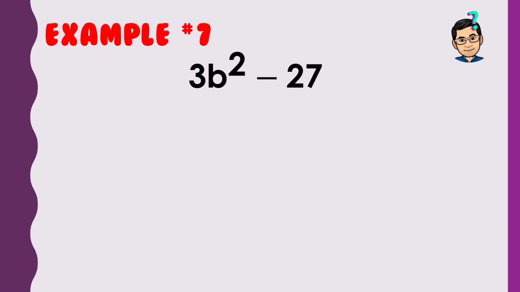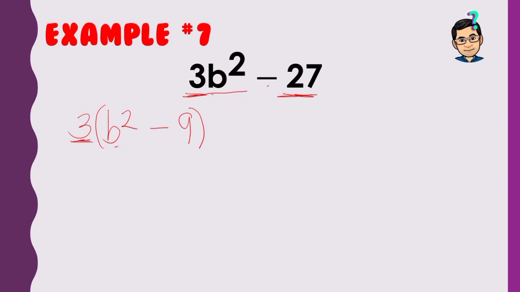So ano ang GCF ng 3 tsaka 27? And that is 3. So kapag ganun, sulat lang natin 3 times the quantity of b squared minus 9. So, ulitin natin yung process niya. Paano naging b squared minus 9? 3b squared divided by 3. That is b squared na lang. And then, negative 27 divided by 3, negative 9.